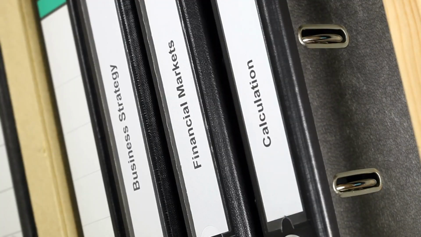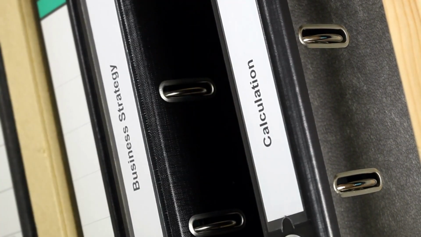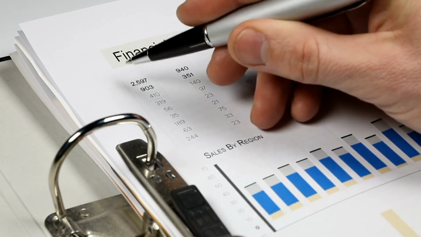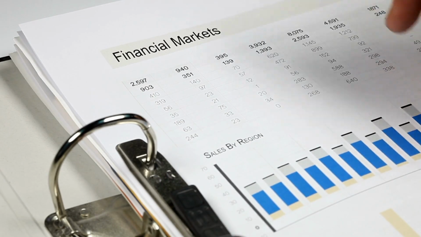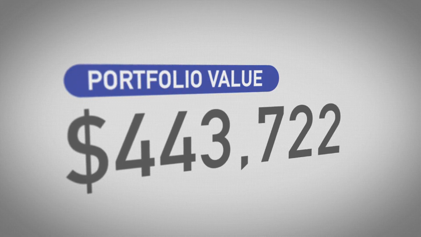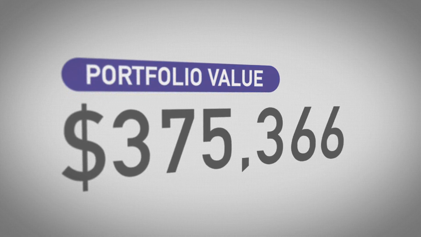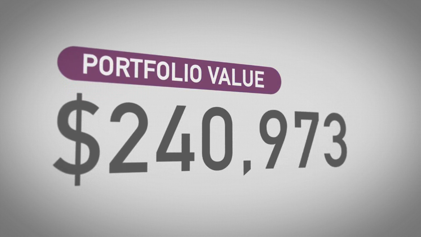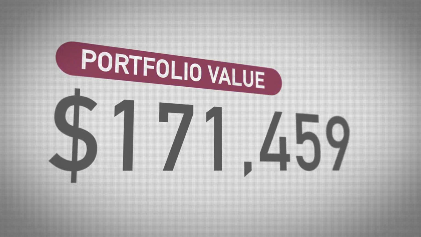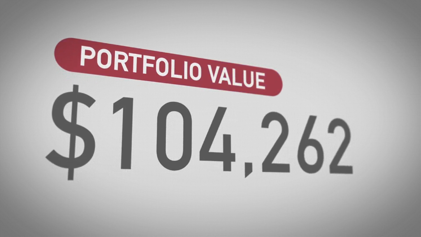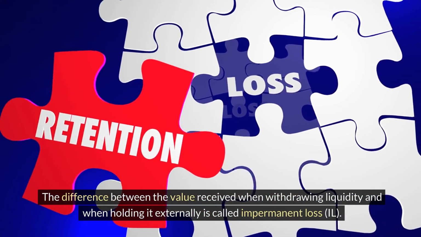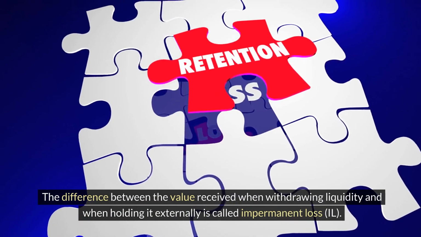This will provide arbitrage opportunities for other traders until there is no longer a difference between the token price in the pool and the token price on the market. However, it will result in the ratio of the 2 tokens in the pool being changed. At this time, if a user withdraws tokens from the pool, they will receive a different asset ratio than the initial ratio they deposited, resulting in the value of the assets they just received being lower than the original value in case they simply held tokens from the beginning. The difference between the value received when withdrawing liquidity and when holding it externally is called impermanent loss, IL.